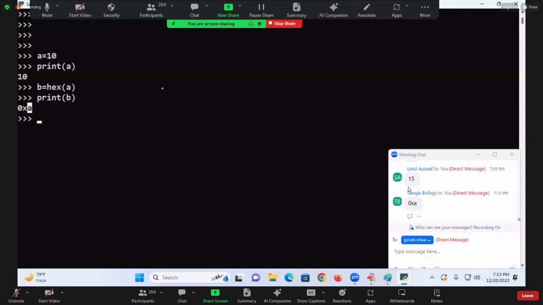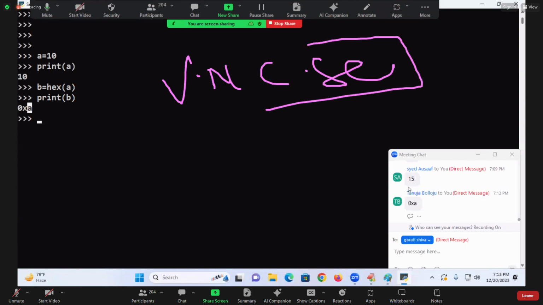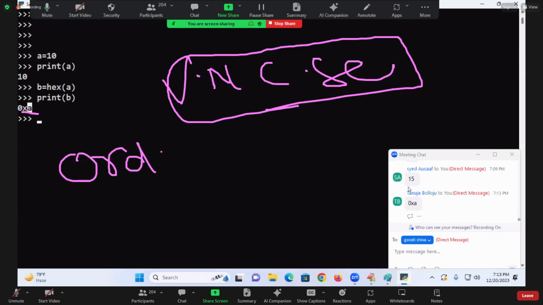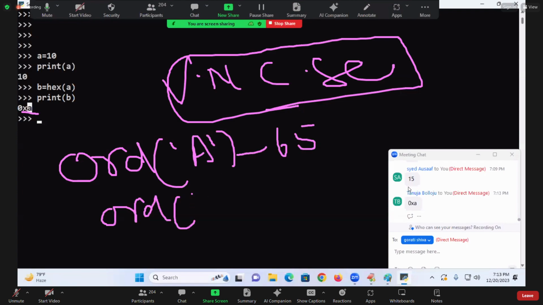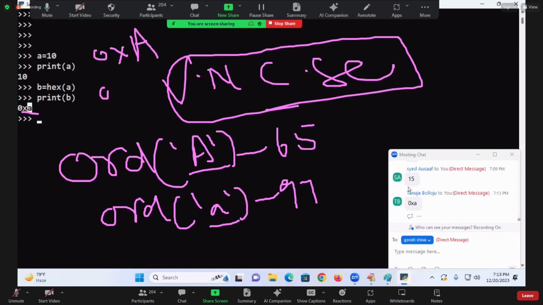There you may ask a question. Sir, you said variable names are case sensitive. I am not talking about variables here. I am talking about a value. No doubt in that. ORD of capital A is 65, ORD of small a is different, that is 97. I am not talking about normal alphabets. I am talking about 0x capital A and 0x small a. Both of them give the same notation. They designed it like that.